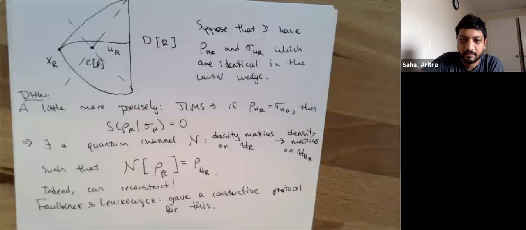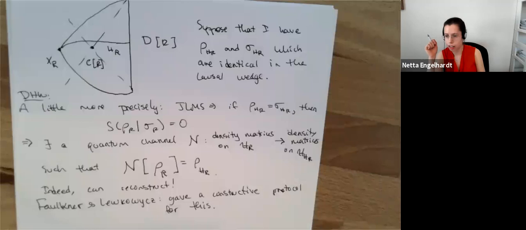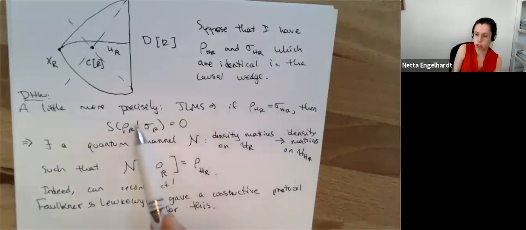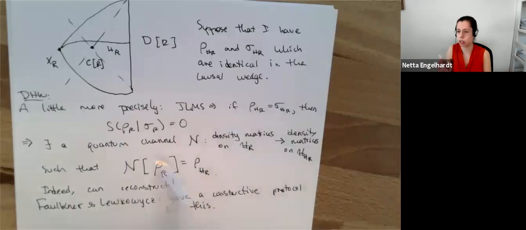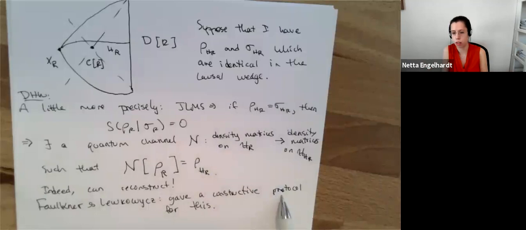So you have to assume that a bulk exists. This statement is just a relation between the bulk and boundary states. So you say, if GLMS is true, then this implication is correct. That's all. You don't need to know what rho HR or sigma HR are in order to do this constructive protocol. For the proof though, you say there exists a bulk, there exists a rho HR, there exists a sigma HR. And if they happen to be the same, then this follows, and from this you can prove what you want.